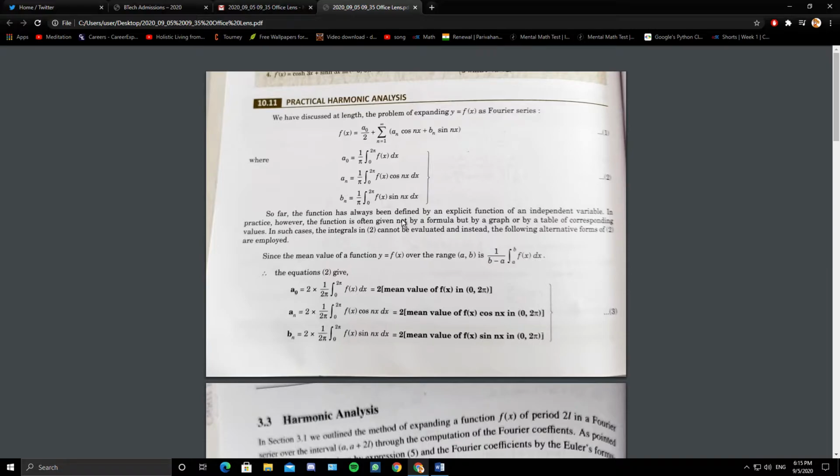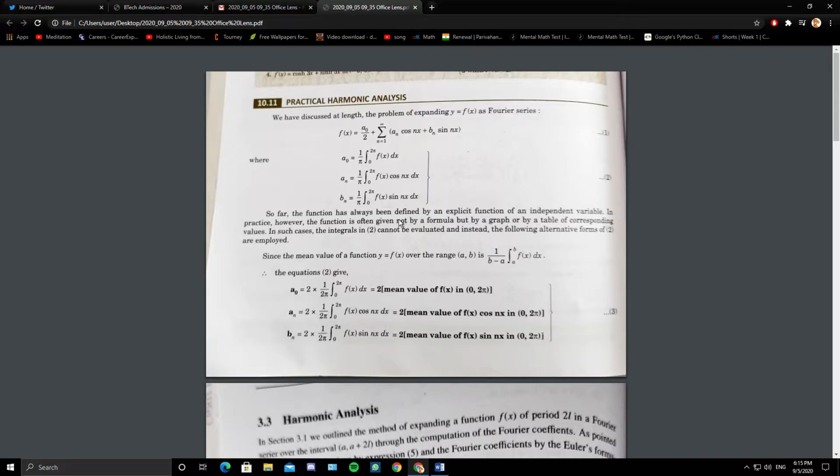And in half range series you are able to find Fourier expansion of non-periodic functions, that is for functions with half the period L or pi. So you are getting sine series or cosine series. So in both the topics you are given the function, so you are able to get the Fourier expansion.